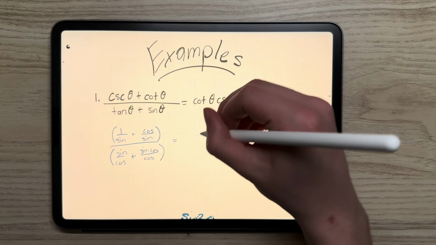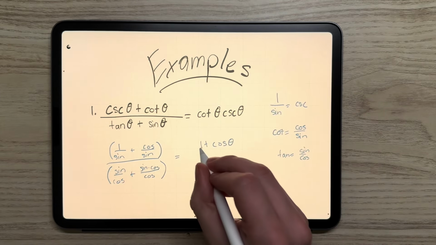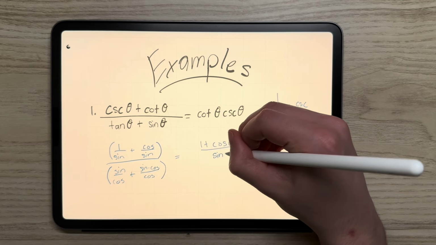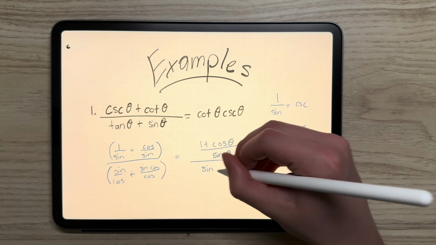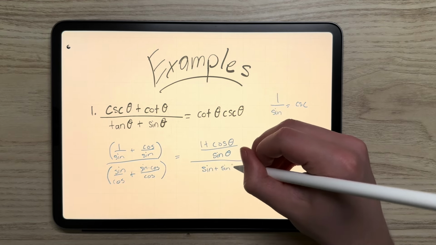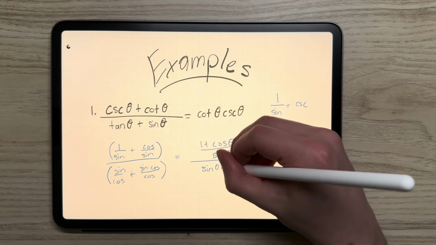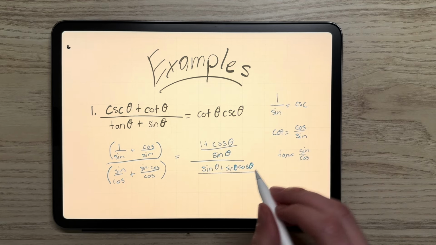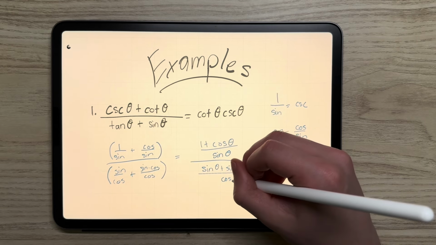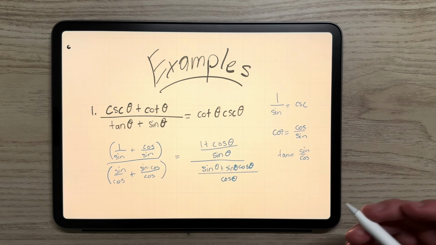Now we can combine these on the top and combine this on the bottom. Should probably keep the theta in there too. And feel free to try this out yourself if you haven't already. So if you haven't, pause the video and try to do the rest from where I've already started.